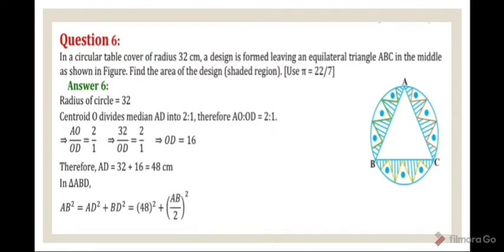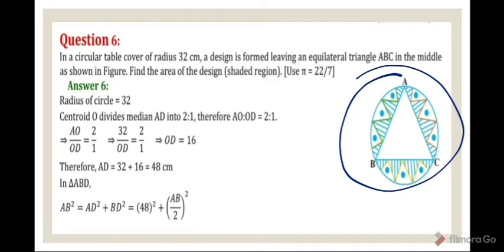In a circular table cover of radius 32 cm, a design is formed leaving an equilateral triangle ABC in the middle, as shown in the figure. Find the area of the design. Okay, as you can see, this is a circular tablecloth.